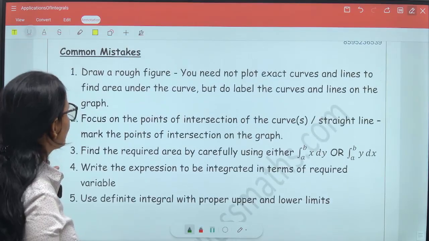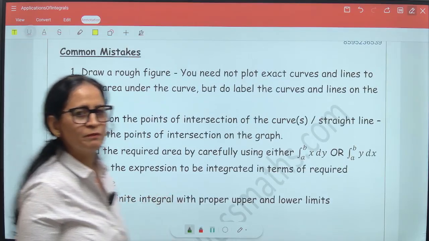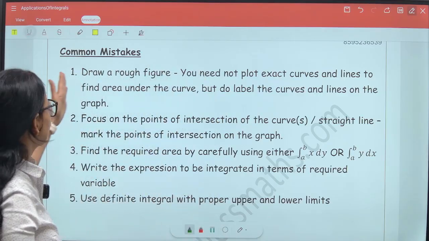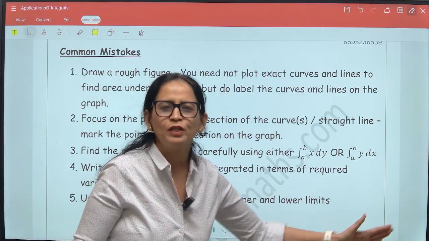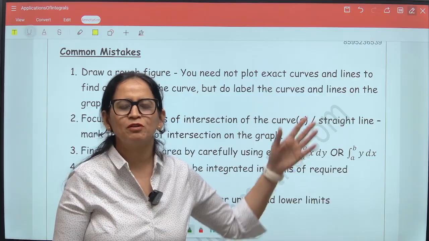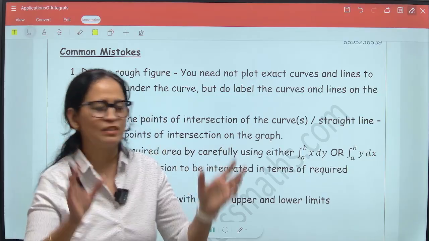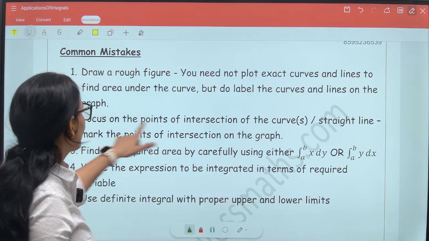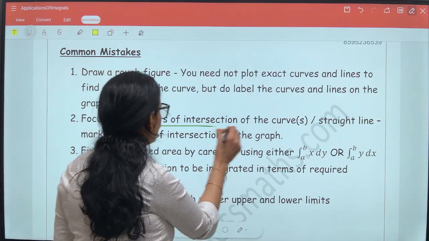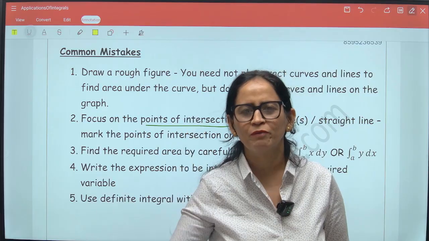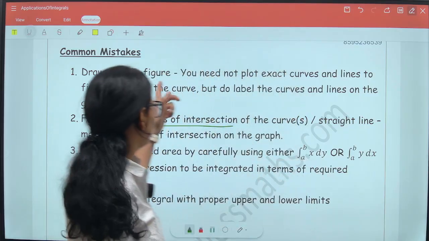Now we will just have a look at the common mistakes that children make while solving questions related to area under the curve. So the first common mistake is you need to draw a rough figure of the parabola or the straight line or circle or whatever is given. You need not plot exact points. Don't waste your time there. Second is focus on the points of intersection. So the focus should be on finding the points of intersection. Solve the two equations algebraically, find their points of intersection.